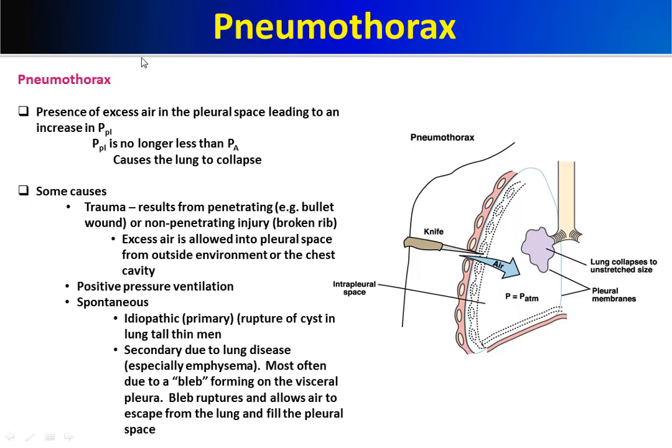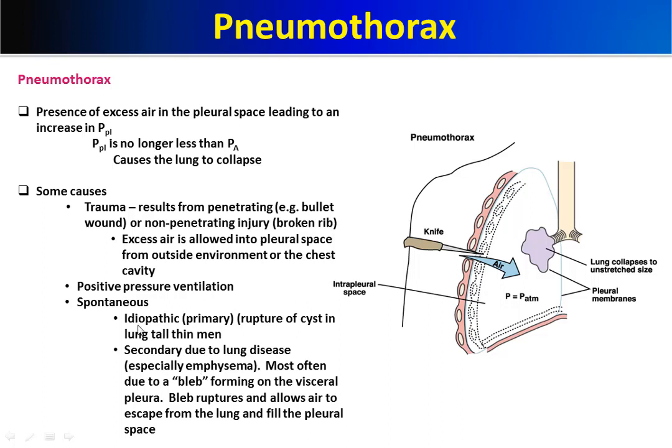Another cause for pneumothorax is positive pressure ventilation, and this will be described to you later on. Or it could be spontaneous, something which happens spontaneously. And spontaneous pneumothorax could be idiopathic. Idiopathic means primary. We don't know the cause of it, and it could be due to rupture of a lung cyst, and this usually happens in thin and tall men.